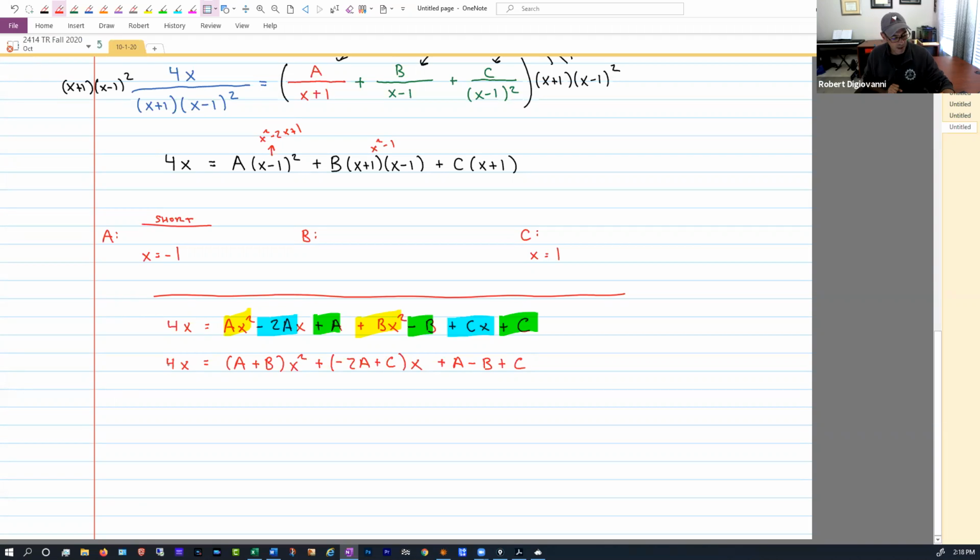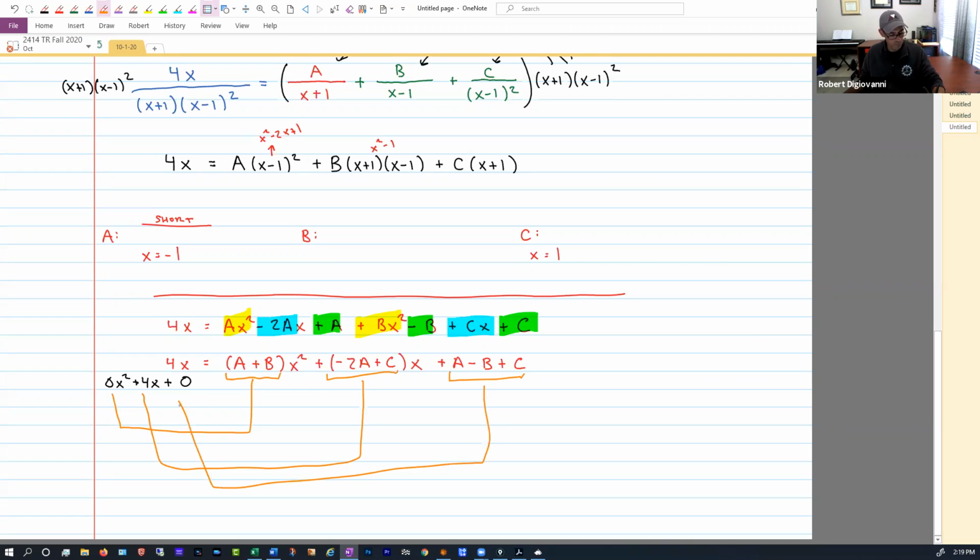On the left-hand side of the equation, I want everyone to understand that this really means 0x squared plus 4x plus 0. Do you all agree? I have nothing in front of x squared. I have a 4 in front of x, and I have a 0 by itself. And the reason I'm doing that is because now what I'm going to do is match the coefficients. I know that A plus B has to be 0. I know that negative 2A plus C has to be 4. And I know that A minus B plus C has to be 0.